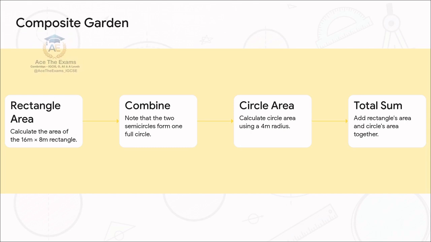Instead of wasting time calculating 2 separate, identical semicircles and dealing with fractions, realize that they seamlessly combine to form one single full circle. Look at the dimensions. The width of the rectangle, which is 8 meters, serves perfectly as the diameter of this new combined circle. This means the radius you need to use is 4 meters. Calculate the area of that circle using pi r squared, and finally, just add the rectangle's area and the circle's area together to get your grand total. It's all about strategic deconstruction. Don't let a complex image trick you into forgetting your basic fundamentals.